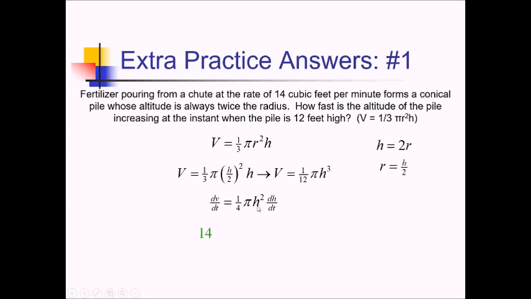And for the height at the exact time this problem takes place, that's going to be the 12 feet high that they gave us. So we're going to write 14 equals 1/4 pi times 12 squared dh over dt. And at this point, we have a whole bunch of constants times dh over dt. So if we just divide both sides by all this stuff here, we ought to end up with our answer. So let me do that on the calculator.